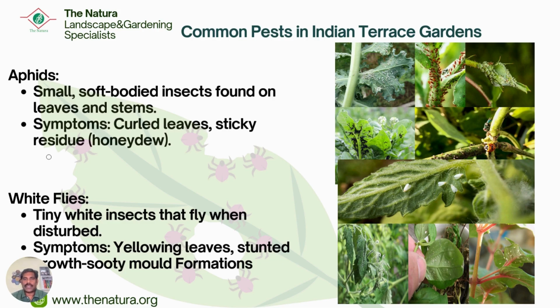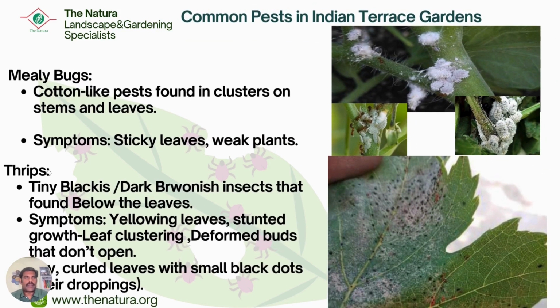The inflorescence or leaf side, they will form a complete little secretion and it will form sooty mold. So this is called whiteflies. And the third one, mealybugs. You might have all seen mealybugs. You see soft-bodied insects, they form clusters. Ants will be going in and around them to eat their fecal pellets. So it is a cotton-like pest found in clusters on stems and leaves.